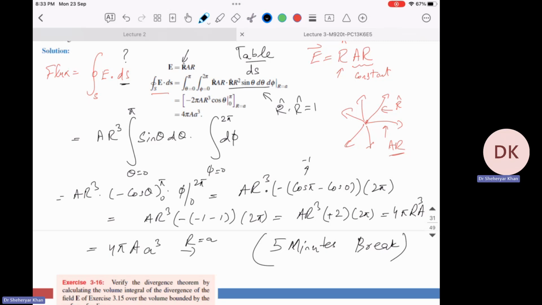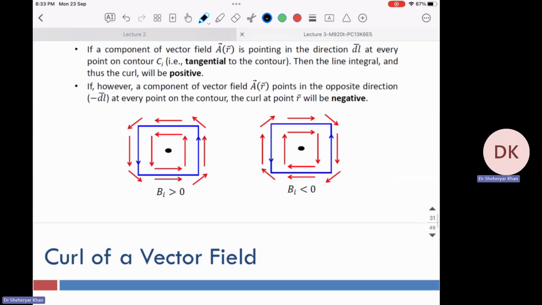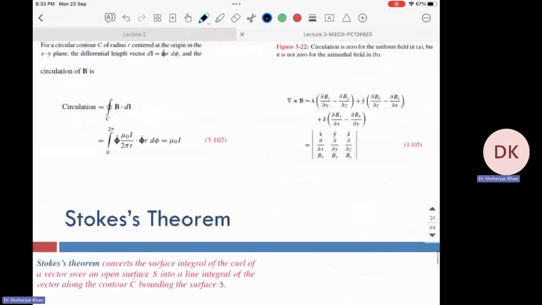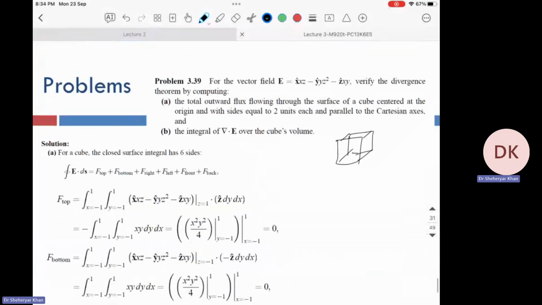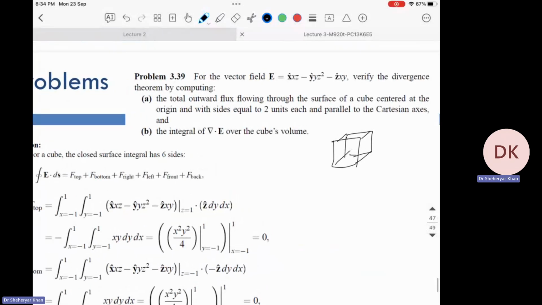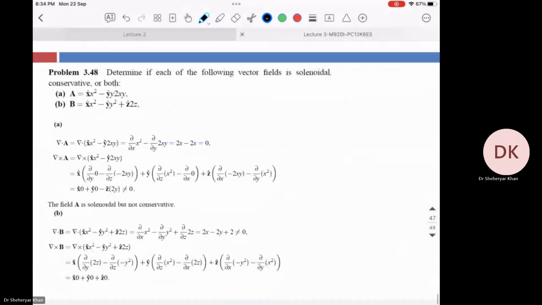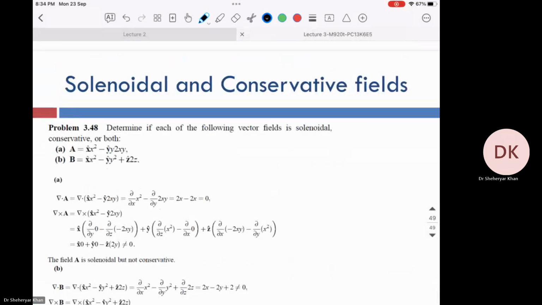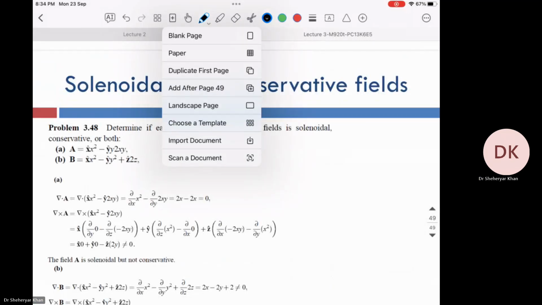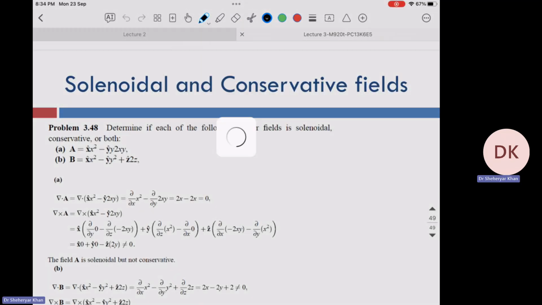Okay, now before solving the curve, let's first look at the problem here. So I would request you to please solve along with me. This is very important.